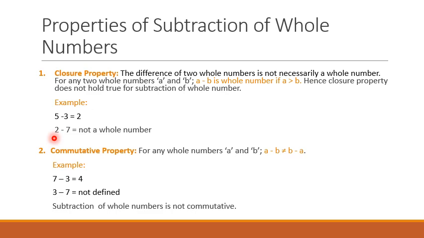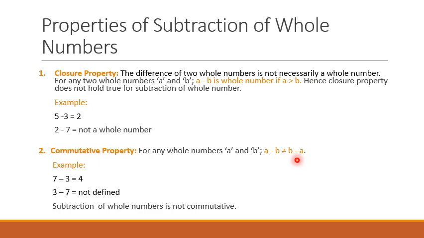Now let's see the other property, that is the commutative property. For any two whole numbers a and b, the difference a minus b is not equal to b minus a. That means changing the order of numbers does not give me the same answer. We have seen that addition is commutative, but subtraction is not commutative. If I change the order of whole numbers, the answer is not going to be the same.